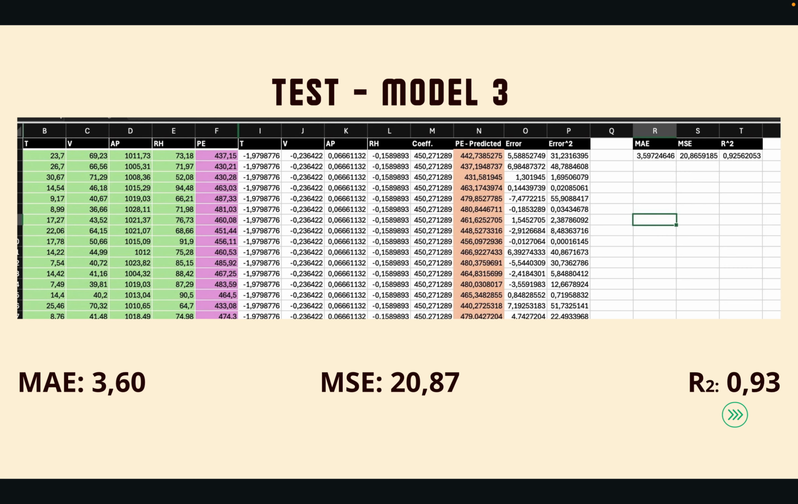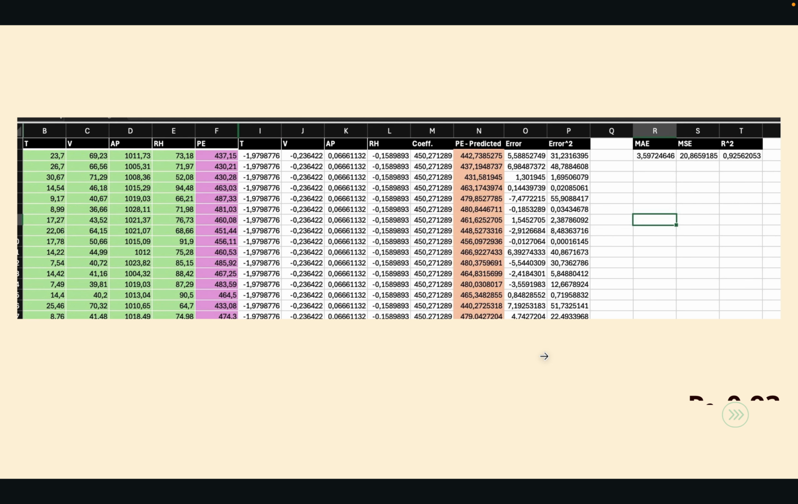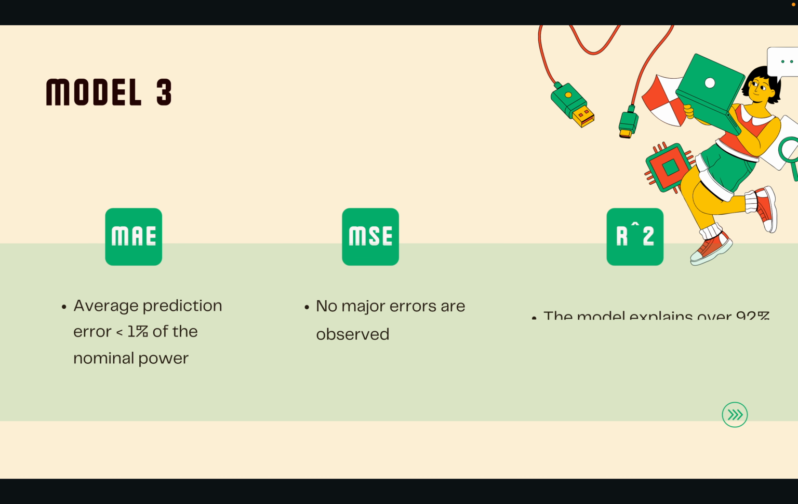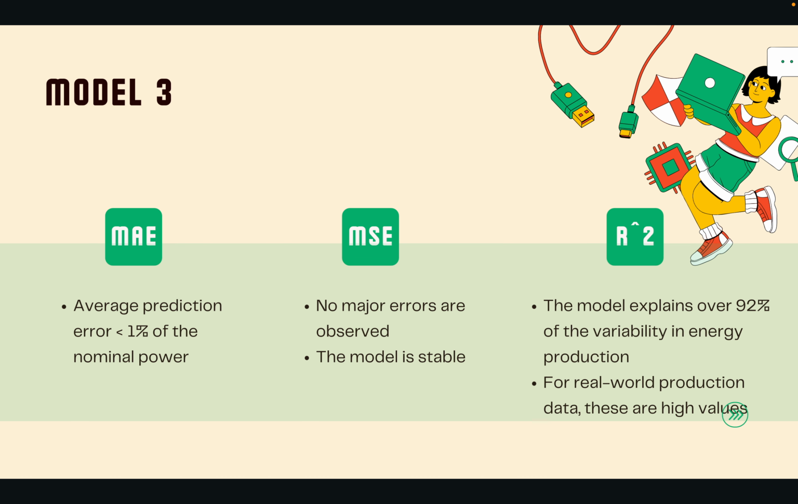After selecting Model 3, I applied it to the test dataset and evaluated the metrics again. The results are consistent and slightly improved. Model 3 shows an average prediction error below 1% of nominal power. No major errors are observed, and the model is stable. Finally, the model explains more than 92% of the variability in energy production, which is very high for real-world data.